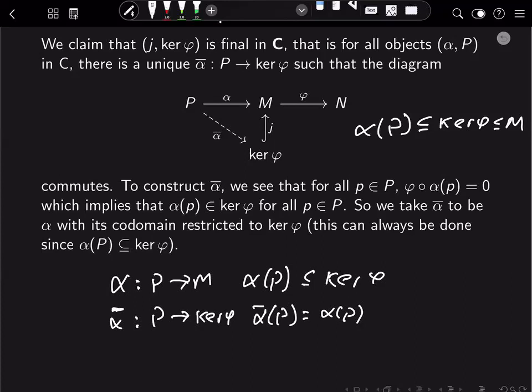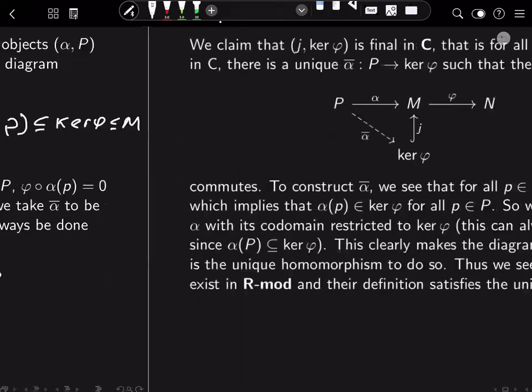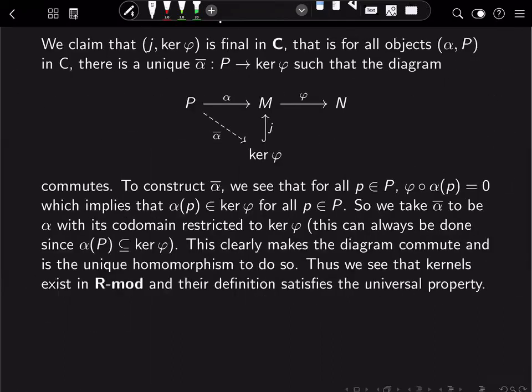That forces commutativity. There's no other way to define this function, and this certainly exists because alpha of P is a subset of the kernel of phi. So there's nothing outside of the kernel of phi that has a preimage in P. So this is our definition of alpha bar. This makes the diagram commute, as we said, and this is the unique morphism to do so. So we see that the kernels exist in R-mod through their definition, and the definition satisfies this universal property that we are after. So this is good.